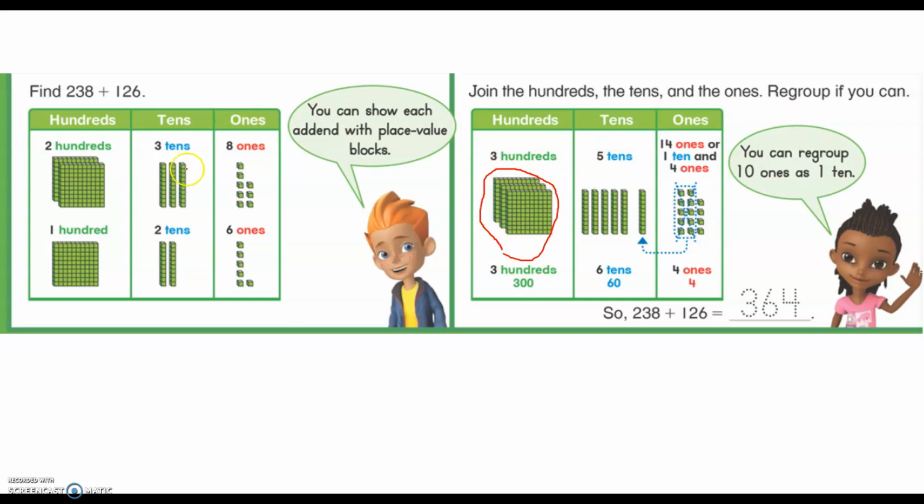Next, we need to join our tens. We had 3 tens, we're adding 2 more tens. 1, 2, 3, 4, 5. Now we have 5 tens.